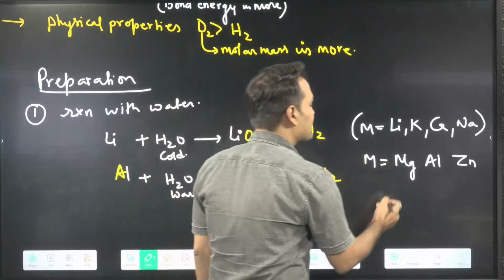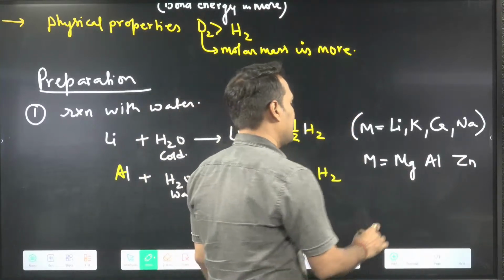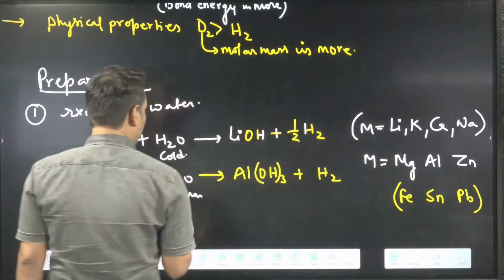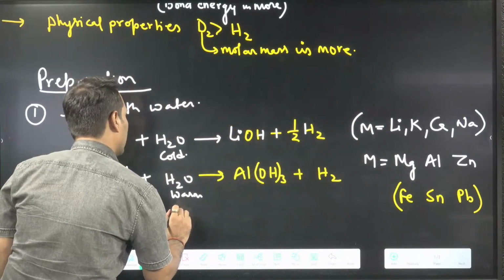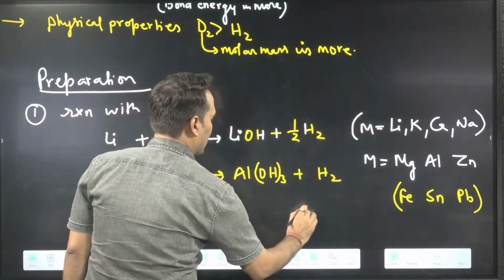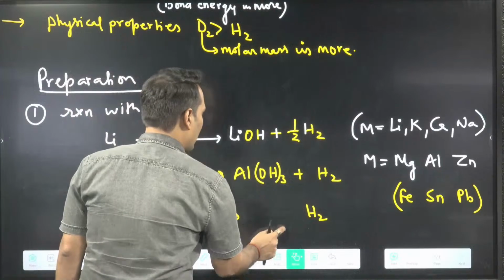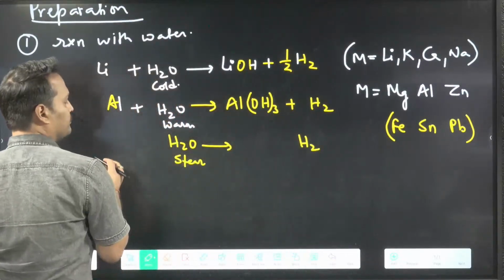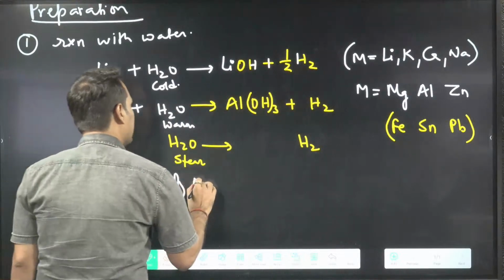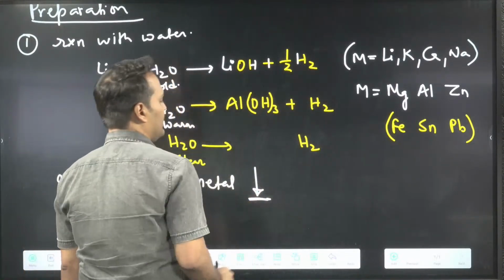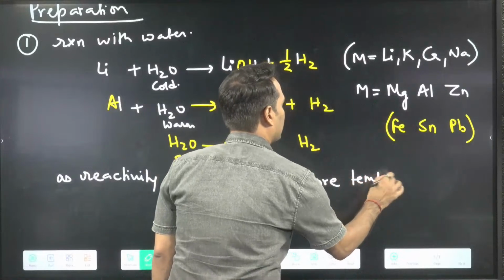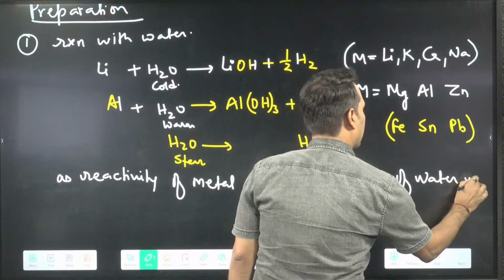Then there are few metals which are lesser reactive than this, like iron, tin, lead, the least reactive metals. So they require not even warm water, they require steam. With steam, they will liberate hydrogen gas. So you can say one more point from here. What can you say? Fill in the blanks here: as the reactivity of the metal decreases, more temperature is required. That implies more temperature of water is required.